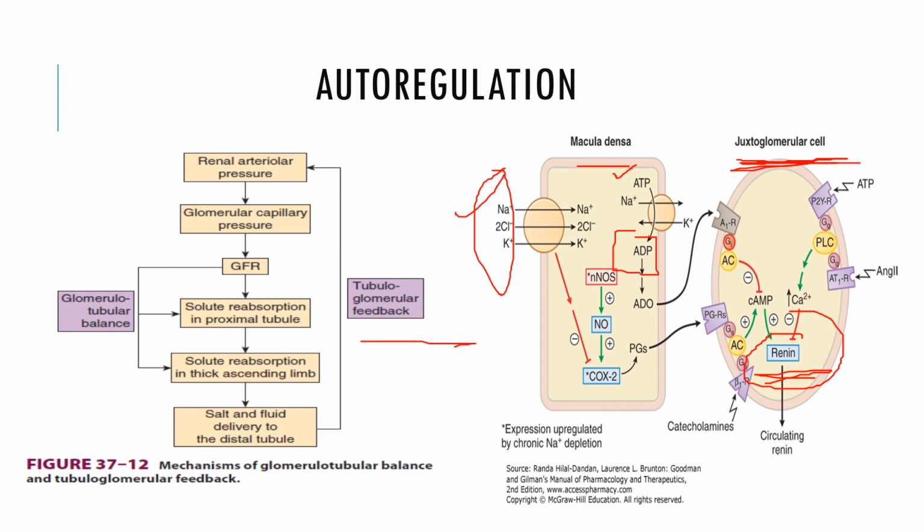tubuloglomerular feedback. Conversely, an increase in GFR causes an increase in the reabsorption of solutes and consequently of water, primarily in the proximal tubule, so that in general the percentage of solute reabsorbed is held constant. This process is called the glomerulotubular balance, and it is particularly prominent for Na+.